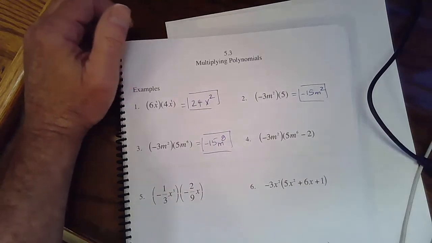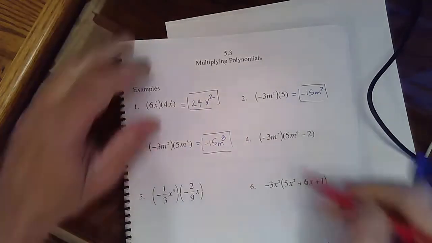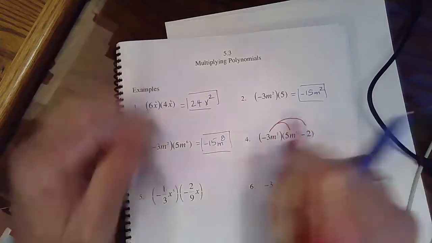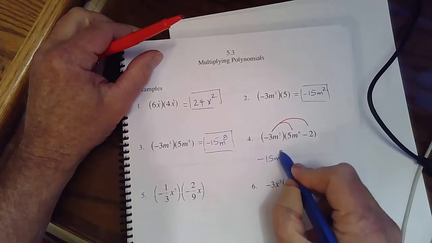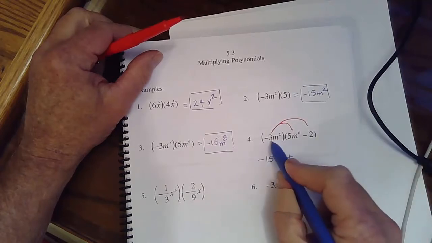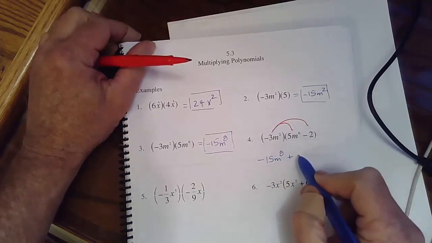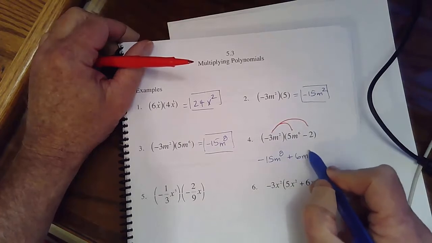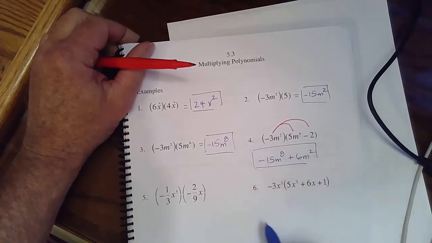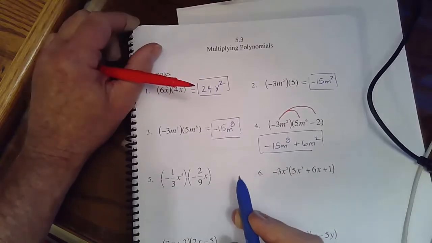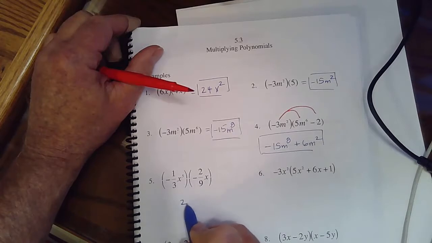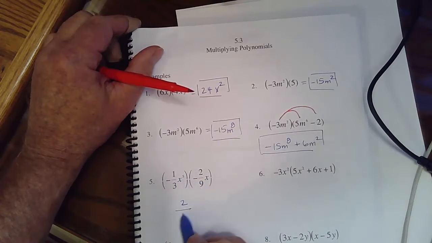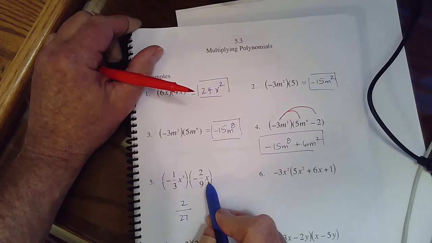Now we get into something slightly different because you're taking what's called a monomial and giving it to the binomial. So we're going to distribute, which is negative 15m to the 8th, add the exponents, and then add, that means negative times a negative is a positive, so plus 6m squared. Fractions, similarly, multiply straight across. So 2 negatives make a positive. 2 times 1, 3 times 9. x to the 5th, x, looks like it's x to the 6th power when I'm done.